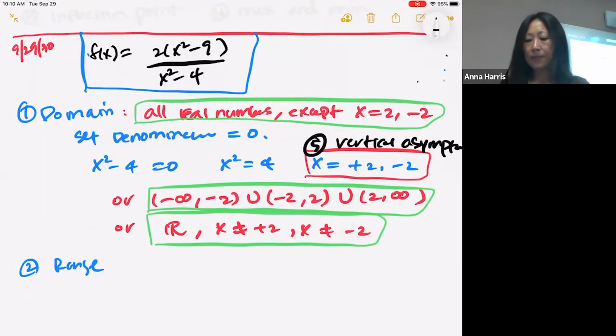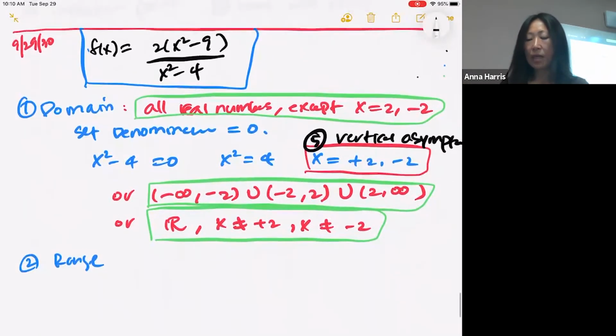All right, so I am not gonna find the range yet, but let me find the horizontal asymptote first. The reason is if you find the horizontal asymptote, that will tell you which y you cannot use, okay?